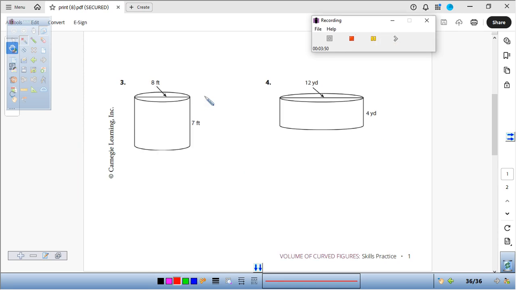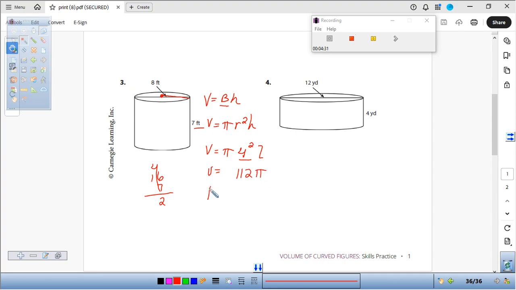Okay, so again, we're going to find the volume by using the formula of base times height, which means the area of the base times your height. So volume is equal to big B, which in this situation is the area of the base, pi r squared, times your height. Volume is equal to pi. Radius in this situation is going to be from the center to the side, so that's going to be 4 squared times your height of 7. And this one is going to be 16 times 7. 16 times 7 is 112. And then we still have pi. And then we're going to write 112 times 3.14.